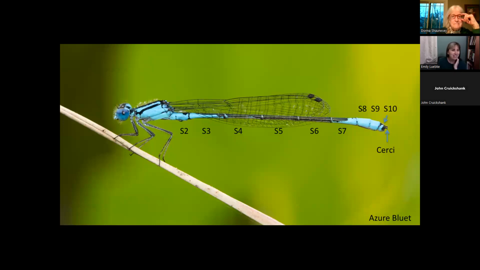All right, let's talk a little bit more. We talked about, here's an azure bluet. It's a kind of damselfly. We can remind ourselves that it's got that slender body, and it's got its wings folded, and they look the same shape here. So we've talked about the head and eyes. We've talked about the thorax. So let's talk about the abdomen now. The abdomen houses digestion and reproduction parts for the dragonfly or damselfly.